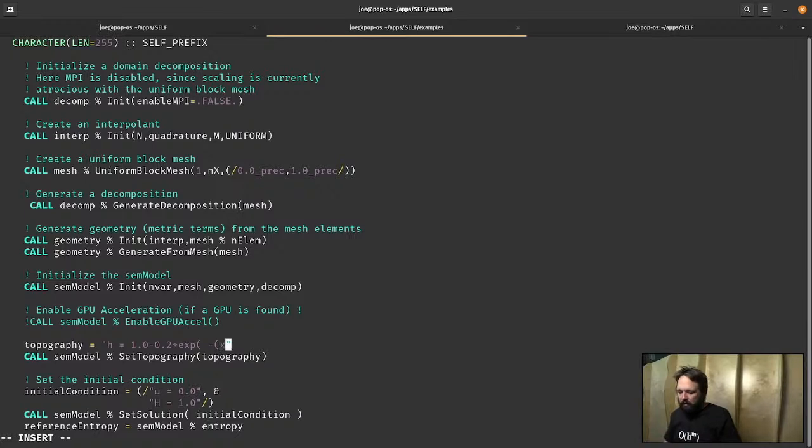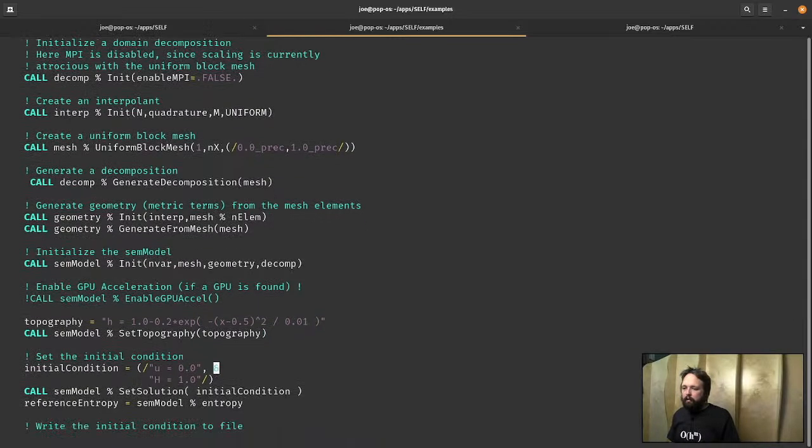At any rate, we'll do x minus, so we'll center that Gaussian hill at 0.5. Let's go ahead and square that, and then we need to divide by the square of the length. So we'll say it's a 0.1 half width, so that would be 0.01 in that denominator there. Okay, so that's our topography.